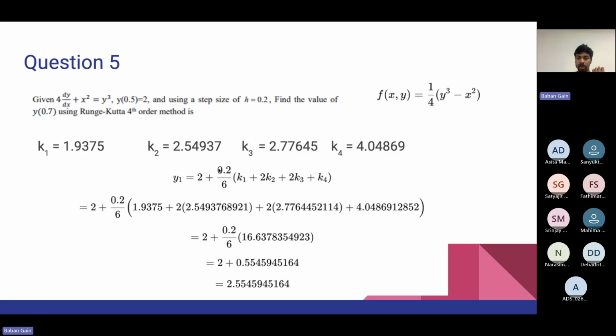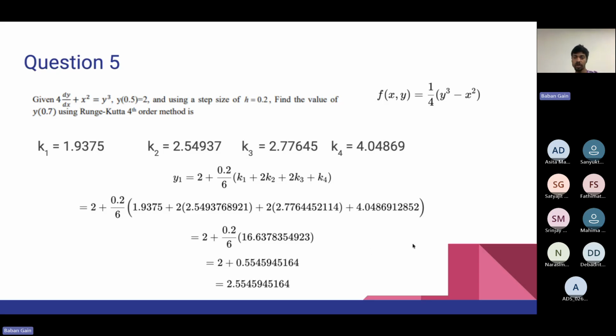You have to use this one, like 2, which is the first value y0, plus 0.2, the step size, divided by 6, which is a constant, then K1, K4, and 2K2, 2K3. So if you add all of this, the value is like 2.55459, so it is like 2.5546.